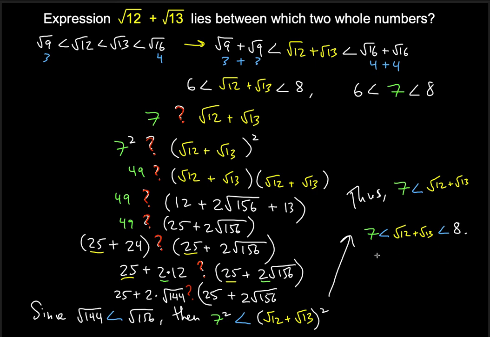Right? Thus, radical 12 plus radical 13 is between 7 and 8. So I hope this was a lot of fun.